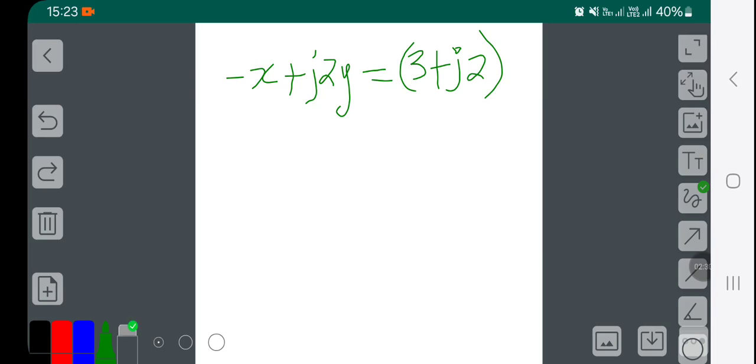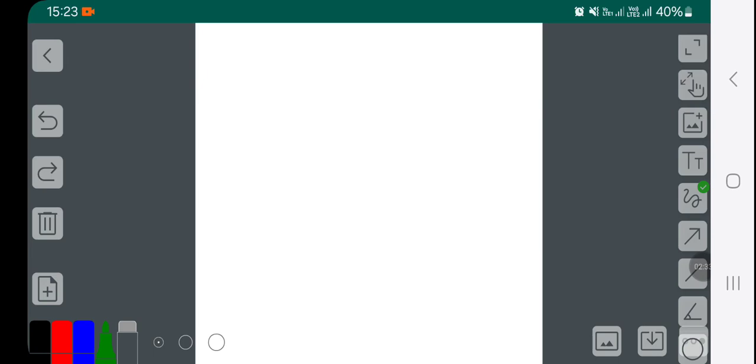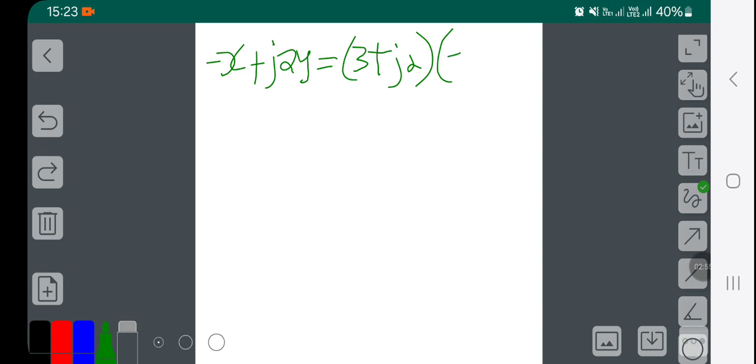My space is too small here, let me use small letters, very small. Minus x plus j2y, then equal to open bracket 3 plus j2, then another bracket, open bracket minus 1 minus j2, then closing bracket. So what I'm going to do here, I said I will not solve this question as it is. I'm going to change, I'll just play around with some of the numbers so that I don't do it as it is.